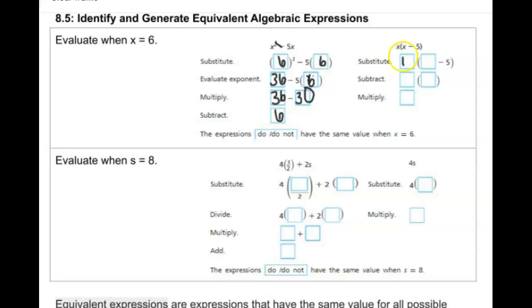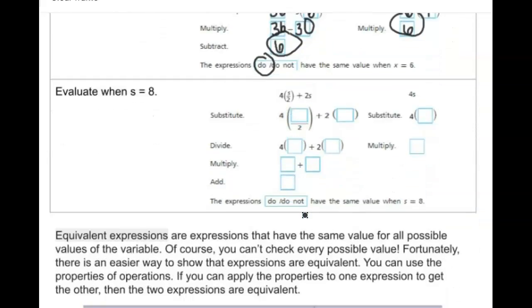So let's plug our 6's in. 6 minus 5 is 1. Let's bring our 6 down. 6 times 1 is 6. Both of the answers are 6, so the expressions do have the same value when x equals 6.